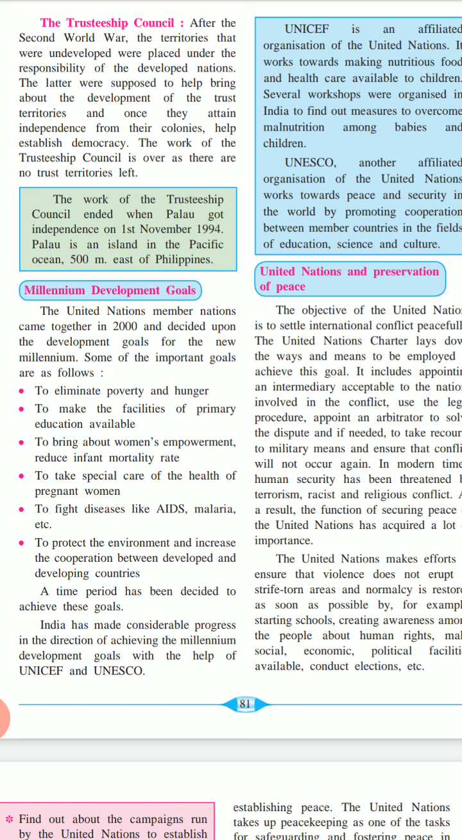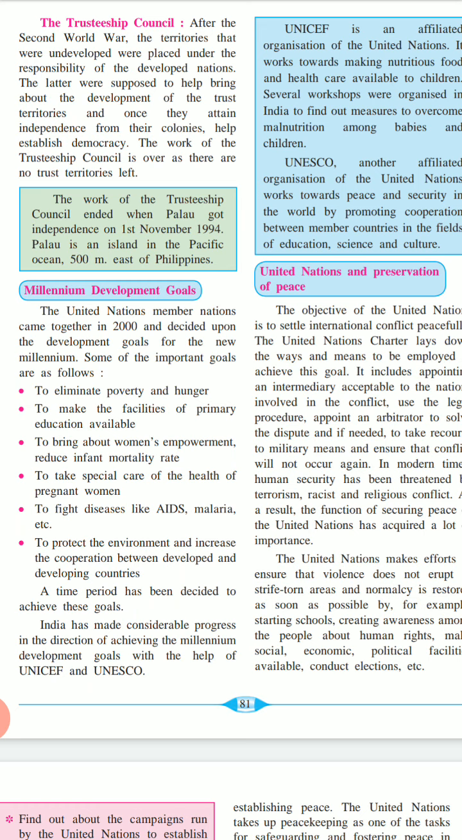Third point, to bring about women's empowerment and reduce infant mortality rate. Obviously, in the population, women and children are given priority, or more importance is given to them. Related to them, the first thing is that women should be empowered and strengthened, so that the nation will also strengthen, and to reduce the infant mortality rate.